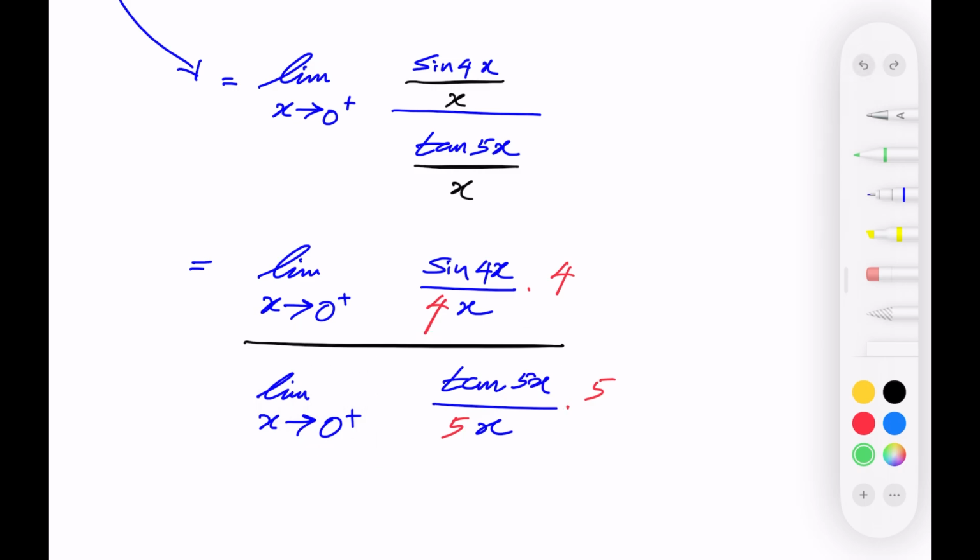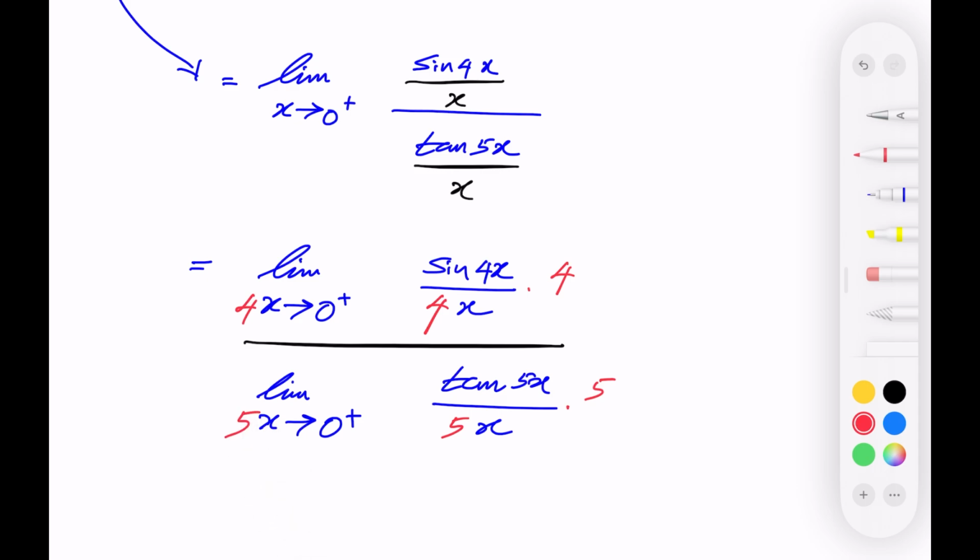In order to evaluate the limit on the numerator, I need 4x to go to 0 rather than just x going to 0. However, we can simply argue that if x approaches 0, 4x should also approach 0. Therefore, without any problem, I can simply write 4x approaching 0. Similarly, in the denominator, I will need a 5 right here. We can do that because if x approaches 0, 5x should also approach 0. Therefore, I can simply write 5x right here.